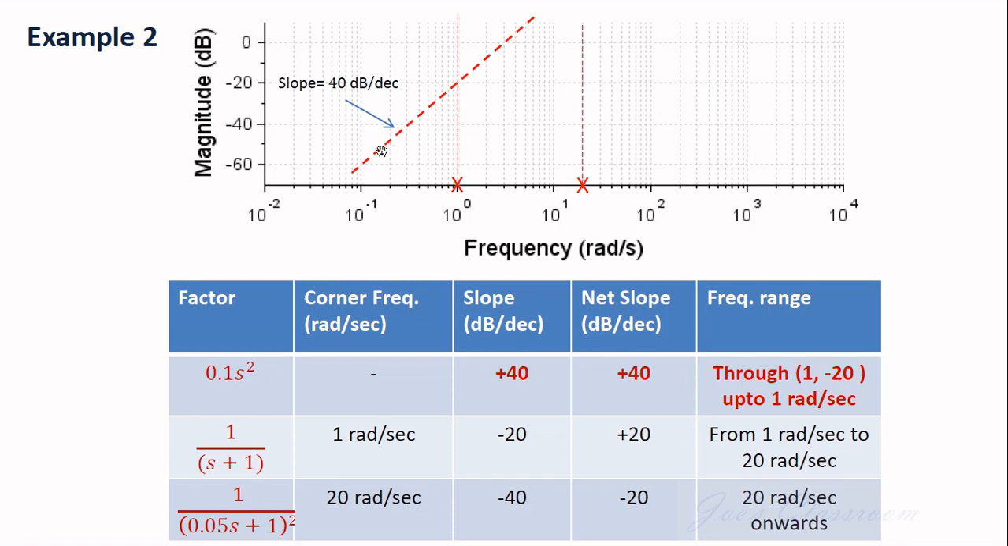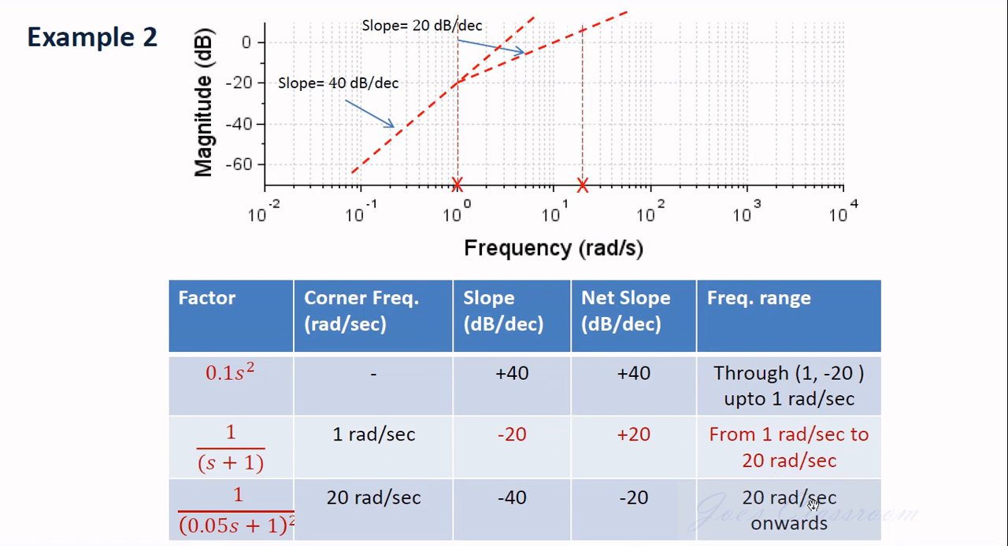Please note, even though I have drawn an extended straight line, this straight line is going to be valid only up to this corner frequency. We can remove the unnecessary part later. Now the second line is from 1 to 20 radians per second. The slope is going to be plus 20 decibels per decade, and it is going to start from this first corner frequency.